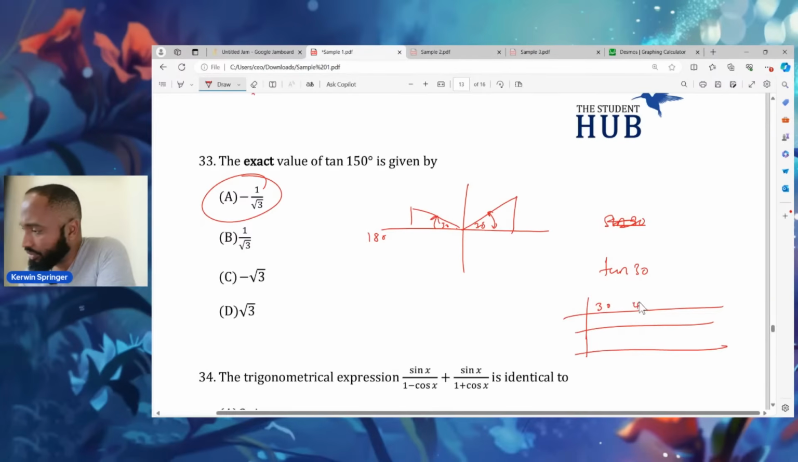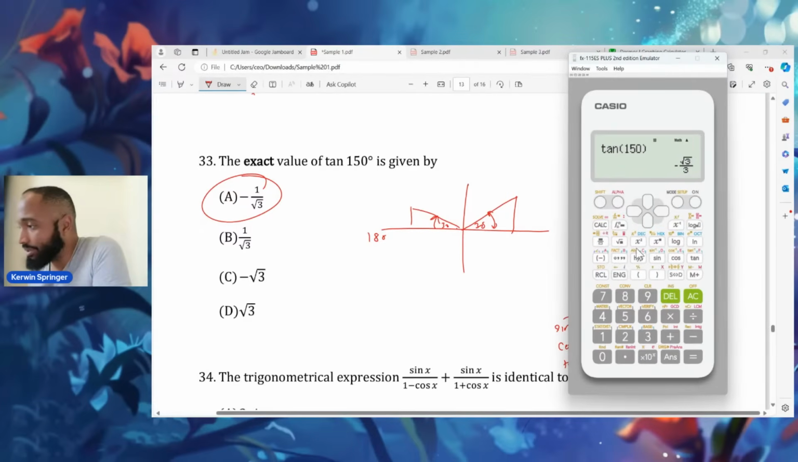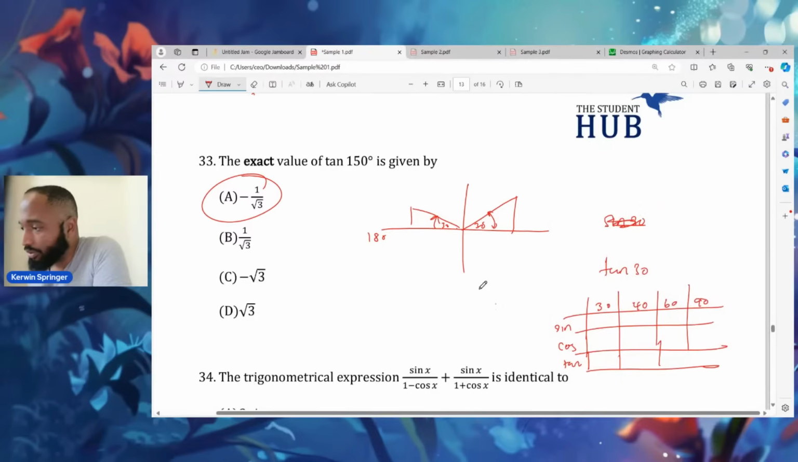For 30, 40, 60, 90, you should know all the sines, the cosines, and the tan of those. But as I said, the Casio just has that for you, ready and waiting. So the tan of 30 is root 3 on 3, or 1 over root 3. So you know that, right?